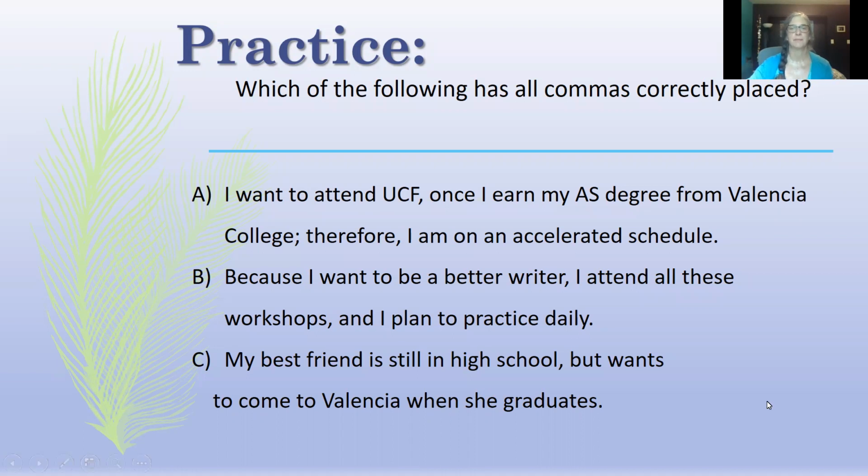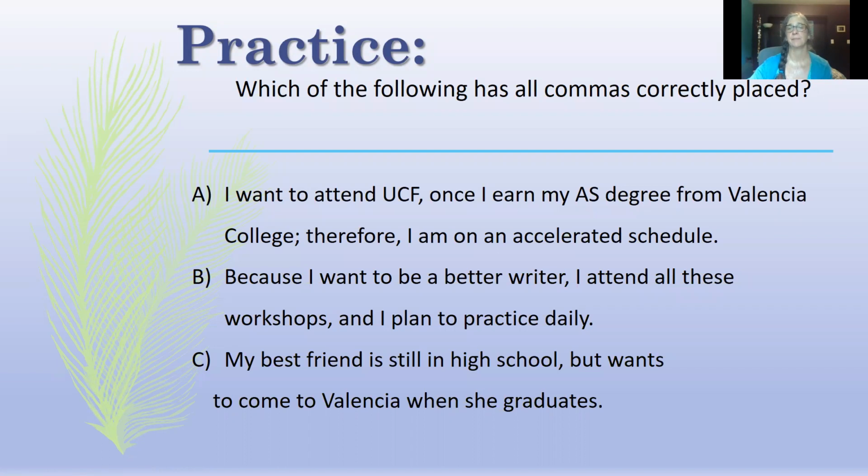How would you fix A? I want to attend UCF. Take away the comma after UCF. Yep. Unless you want to reverse it and start with the independent clause: once I earn my AS degree from Valencia, comma, I want to attend UCF. And then the semicolon, therefore, and the comma are correct.